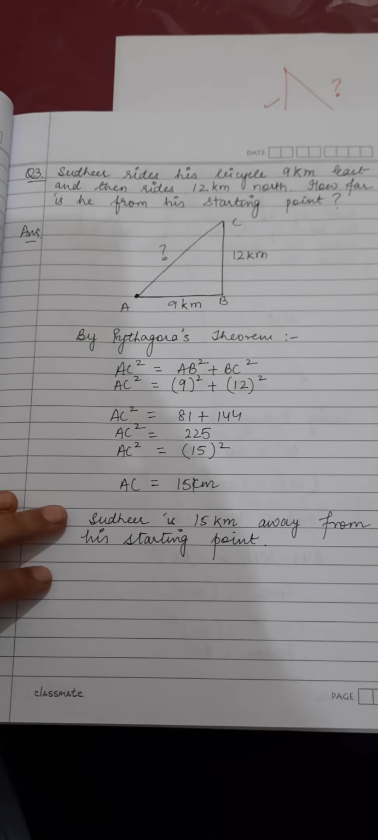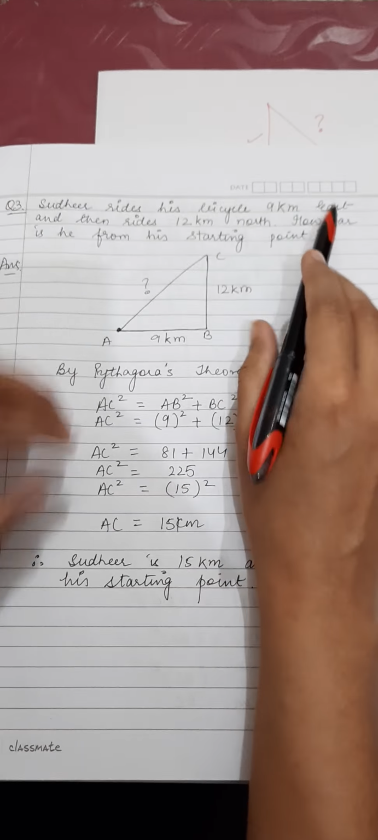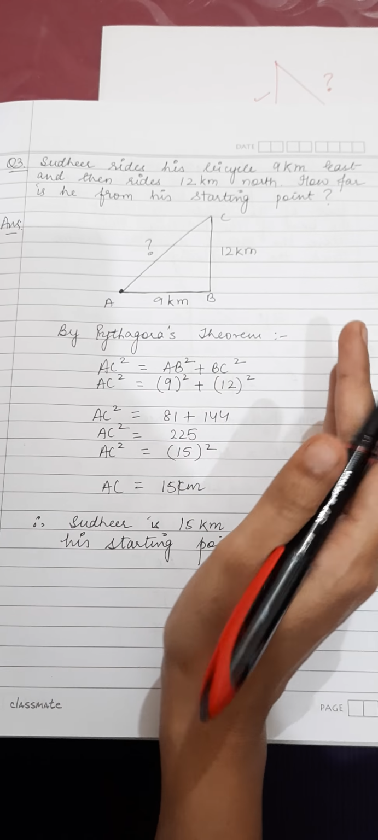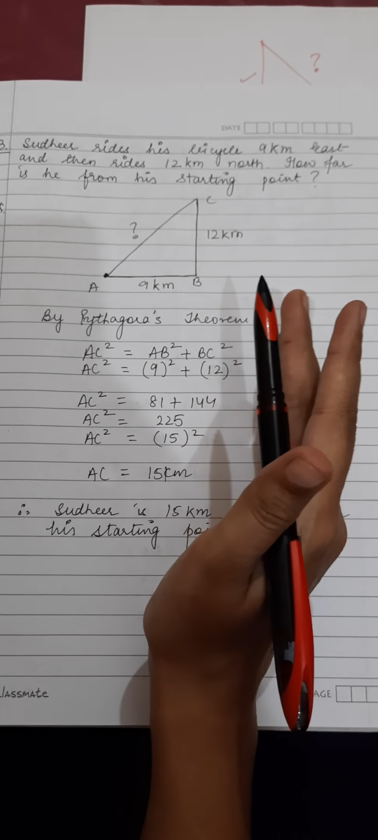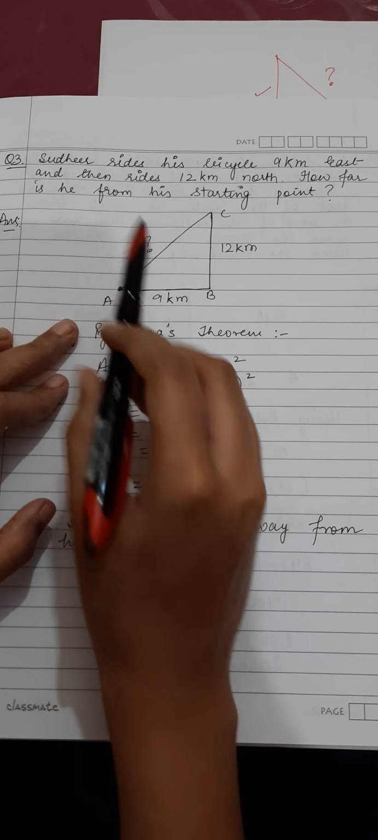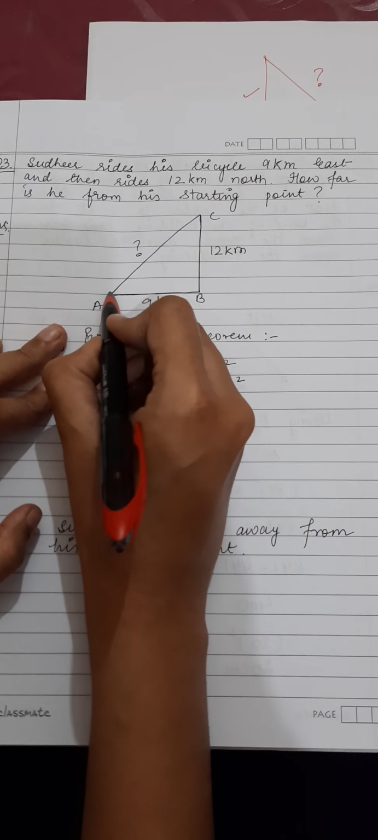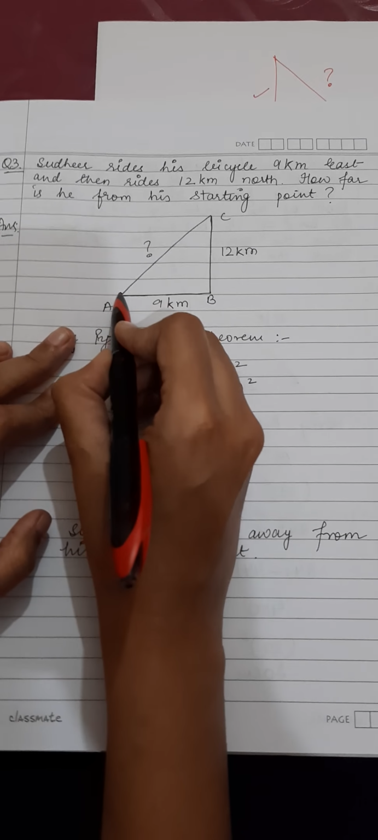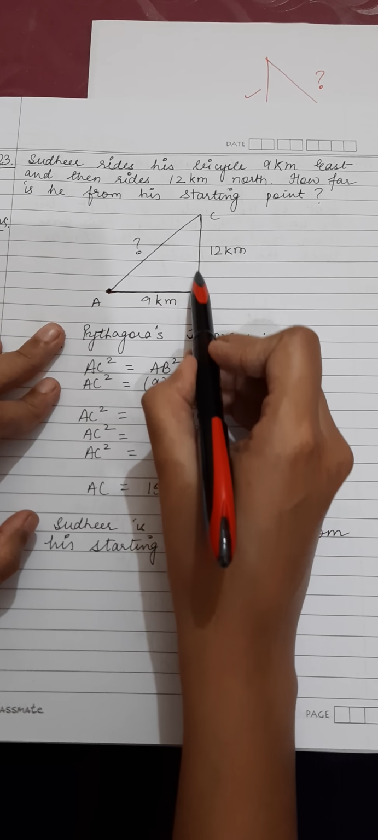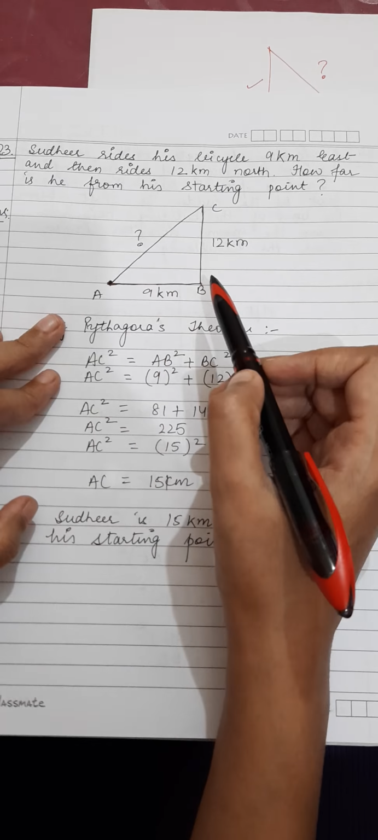Question number 3 is, Sudhir rides his bicycle 9 kilometers east. Now in these questions, from question number 3 to question number 7, the easiest way to solve them is to first form a diagram. How are you going to form it? Sudhir rides his bicycle 9 kilometers east. For example, this is the starting point of Sudhir. He moves to the east, 9 kilometers. And then he rides 12 kilometers to the north.